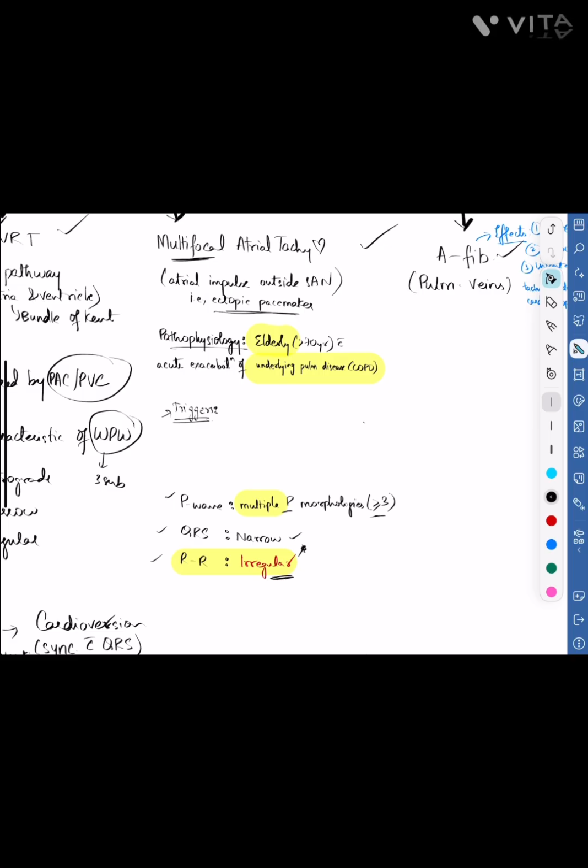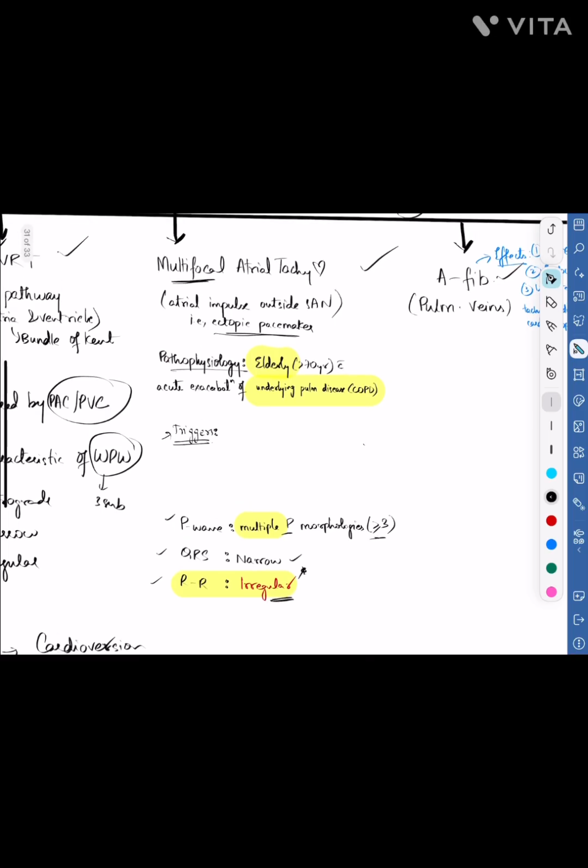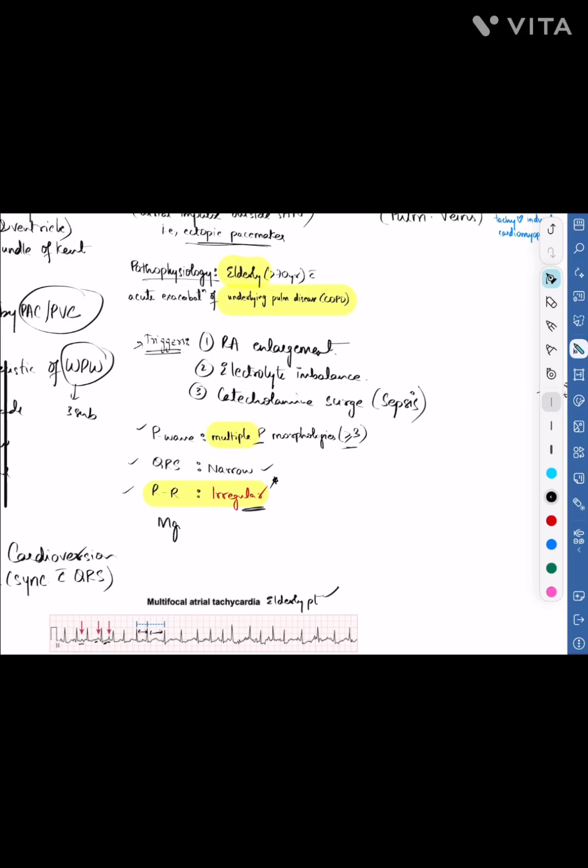Now let's talk about the triggers of this condition. What are the triggers which are causing multifocal atrial tachycardia? The first trigger is right atrial enlargement. When the atria get enlarged, it initiates multiple foci which can generate electrical conduction. Another one is electrolyte imbalance. The third one is catecholamine surge. This occurs during sepsis.